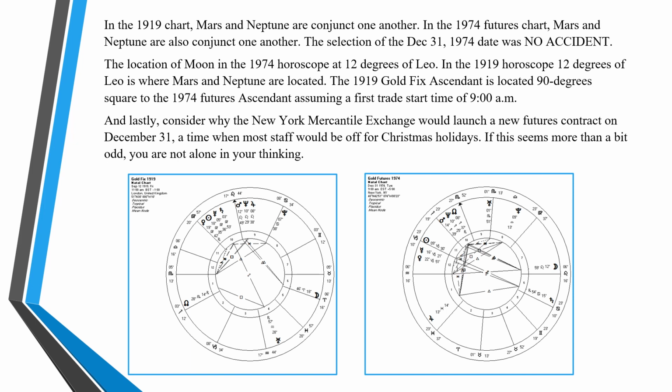And then, if you really think about it, December 31st, that's New Year's Eve. Why would you start a futures contract on December 31st? Nobody's working. They're all off. They're having their Christmas vacation. They're getting ready for New Year's Eve. It seems a bit odd, doesn't it? Well, it's all because of the astrology. They had to have it on that date so that the moon in the 1974 chart aligned to the position of Mars and Neptune in the 1919 chart.